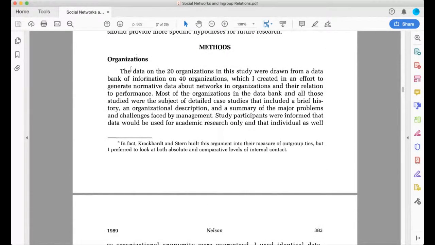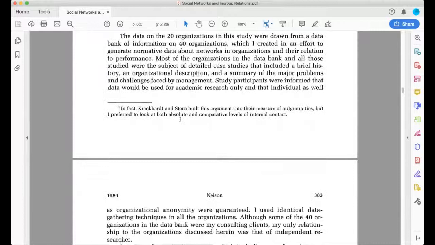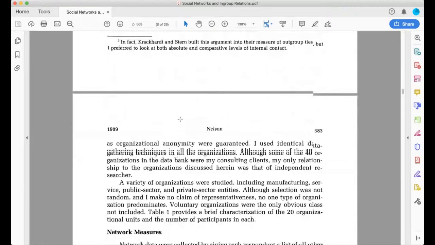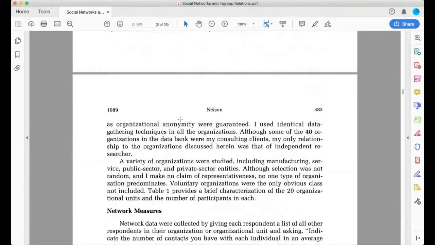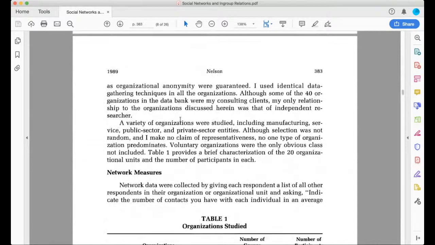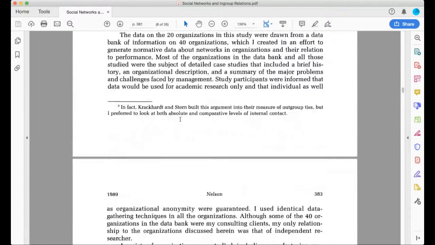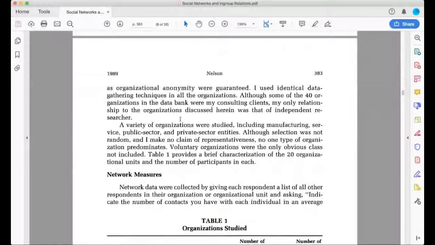Just the basics. Again, first sentence, the data on 20 organizations in the study was drawn from the data bank of 40 organizations, which I created in an effort to generate normative data about networks and organizations and their relations and their performance. So on the surface, it seems like they've pulled a lot of information there, but it was her and she created the database. So I'm wondering where that database came from. So I'd probably want to read more about that.